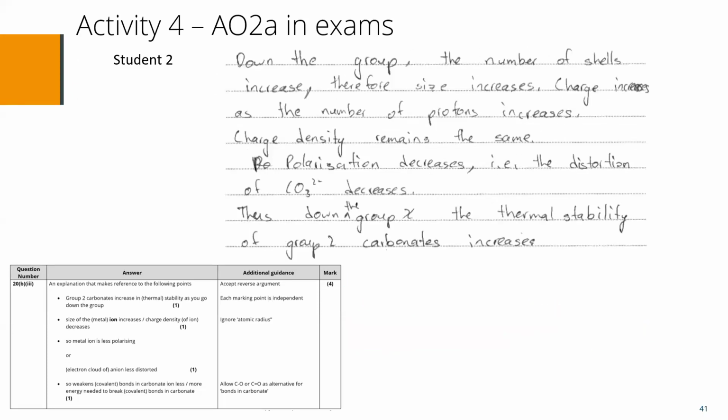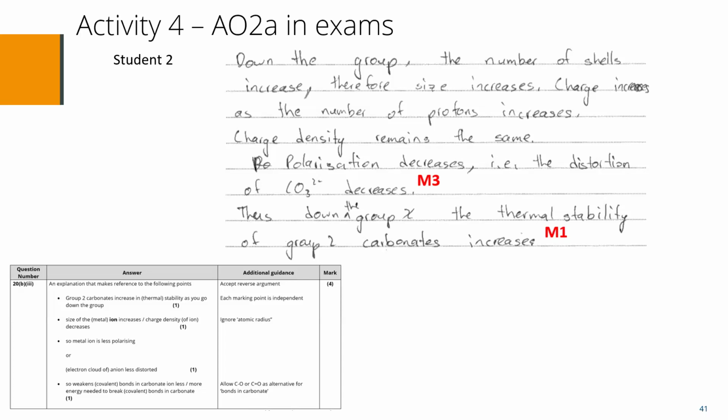Okay, there's the next one. I think there are a couple of marks that you can award here. If you go right down to the very end of the answer, there's M1, and just above it, there's M3 for the distortion of the carbonate ion decreases, and M1 for thermostability of group 2 carbonates increases.